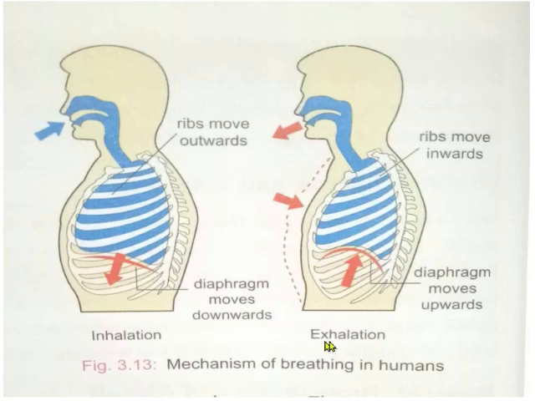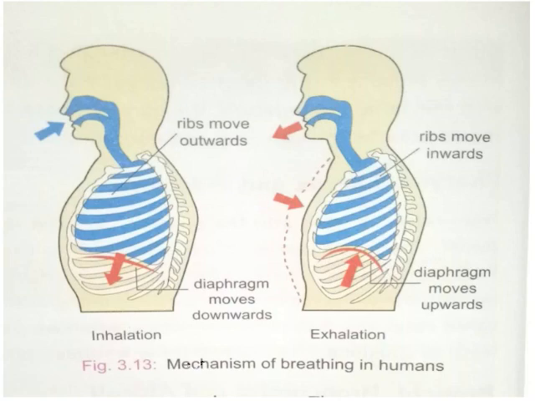Now come to the exhalation. After inhalation, the ribs move inwards and diaphragm moves upwards, due to which the space inside the chest is decreased and there is a high air pressure in the lungs. Air gets pressurized, due to which the air is pushed out of the lungs through the nose or mouth. This is called exhalation. In exhalation, the carbon dioxide in the lungs is also pushed out. This is the mechanism of breathing in humans.